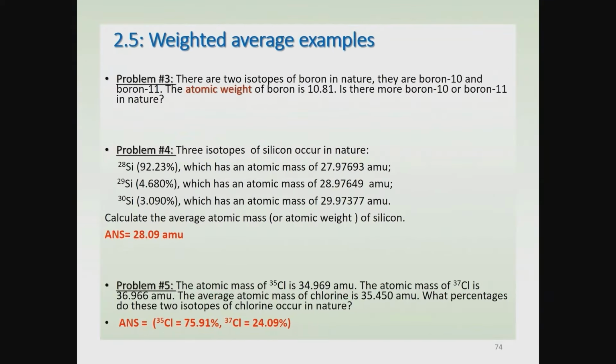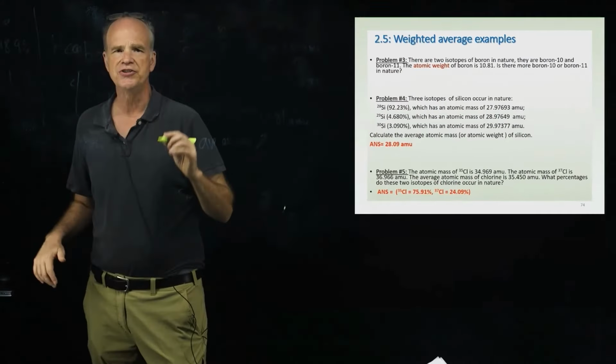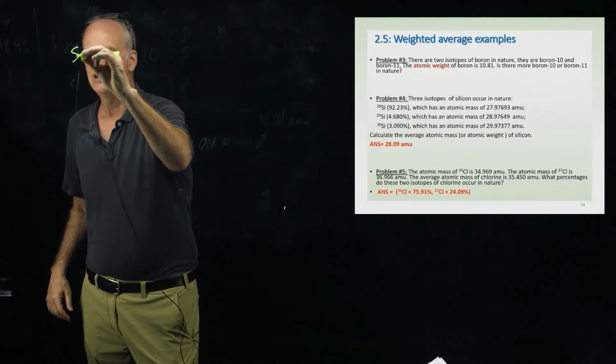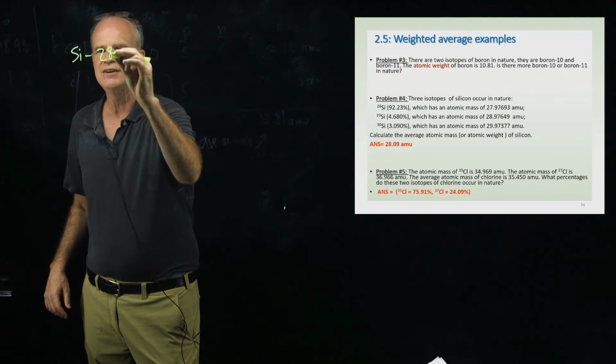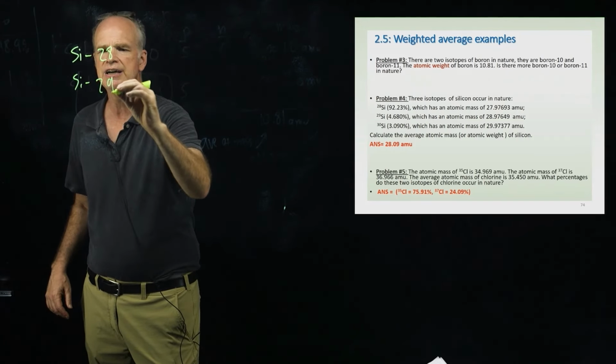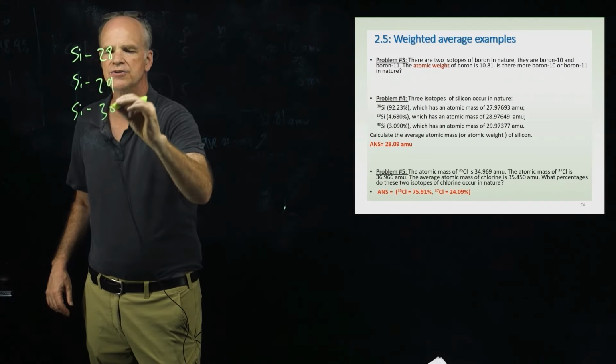Problem 4. 3 isotopes of silicon occur in nature. So we have a listing of the silicon isotopes and their abundances and percentages, and then we have their atomic masses. And you're asked to calculate an average atomic mass or atomic weight for silicon. So let me show you the basic setup for this, but I won't go through the math, but I'm hoping that you'll understand how to set up the problem. So this is what you do. You have silicon 28, silicon 29, silicon 30.